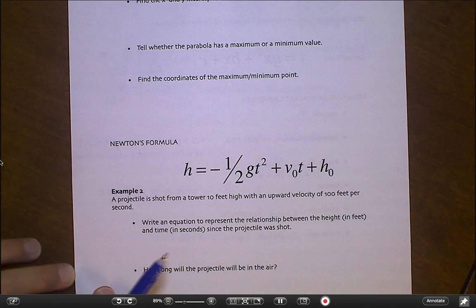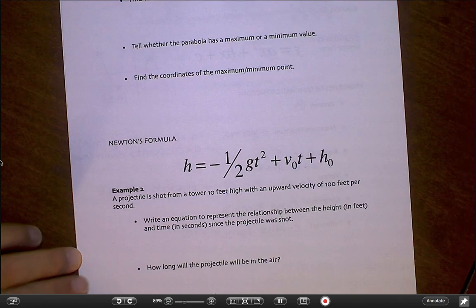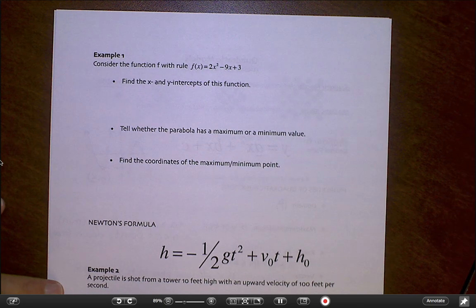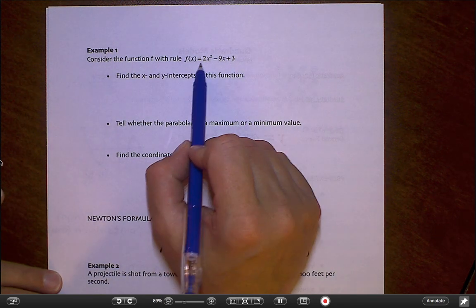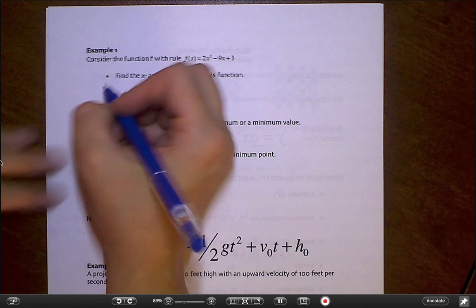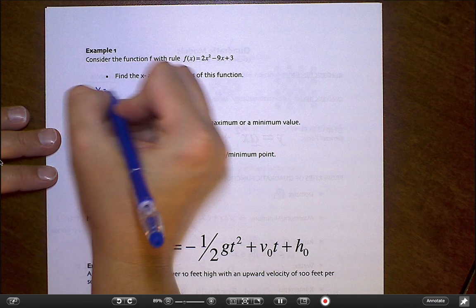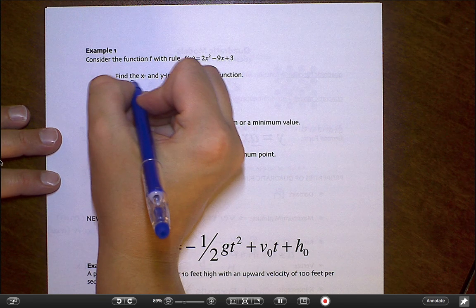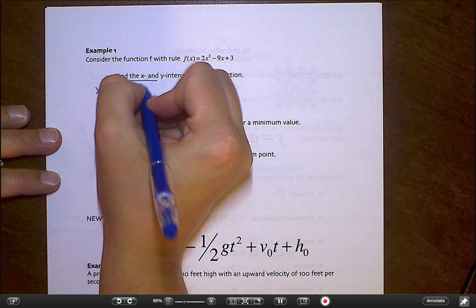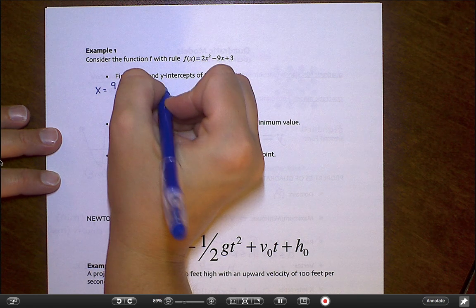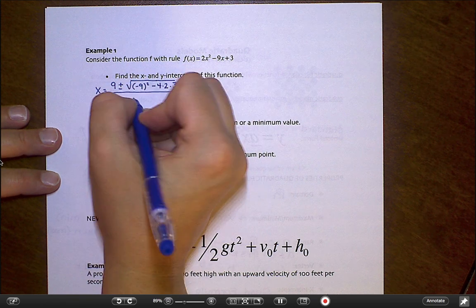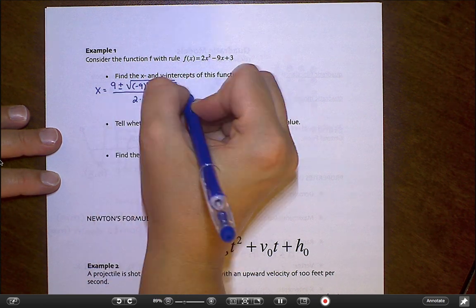Okay, so let's do some examples here. So we've got 2x squared minus 9x plus 3. Find the x-intercepts and the y-intercepts. All right, so for the x-intercepts, my best bet, because this thing is written in standard form, I'm going to do quadratic formula. So I'm going to say x equals negative b, so that'd be positive 9, plus or minus the square root of negative 9 squared, minus 4 times 2 times 3, all over 2a, so that's 2 times 2.